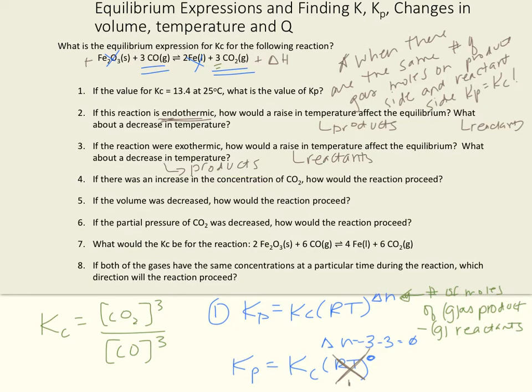All right. Number 4, if there was an increase in the concentration of carbon dioxide, how would the reaction proceed? So if carbon dioxide goes up, the reaction has to shift away from that increase. So it would go to the reactant side.